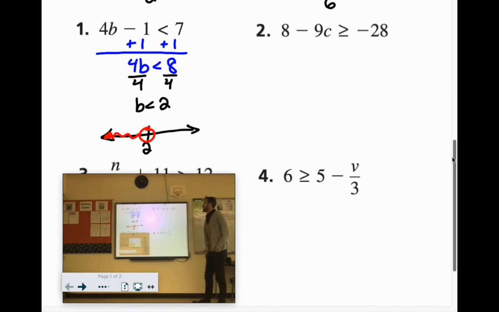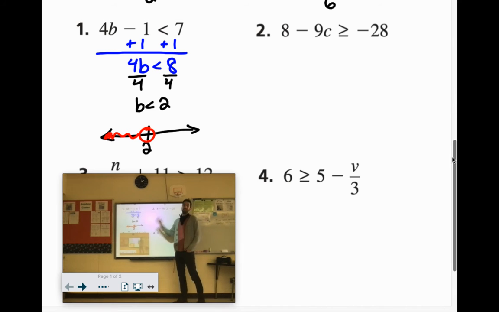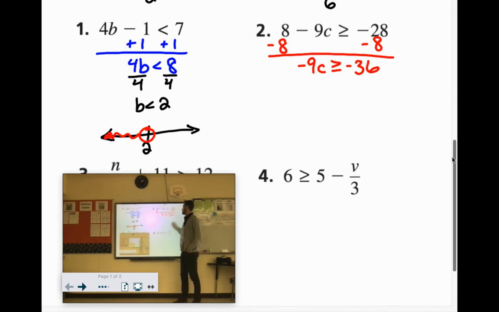8 minus 9c is greater than or equal to negative 28. Now to get rid of that 8, it's tough because some people see the minus and they're like, let's add some stuff. But 8 plus 8 is 16. We're trying to get it to 0 over there. So we're going to subtract 8. The minus actually belongs with the 9c, not with the 8. These cancel. We have negative 9c is greater than or equal to negative 36.